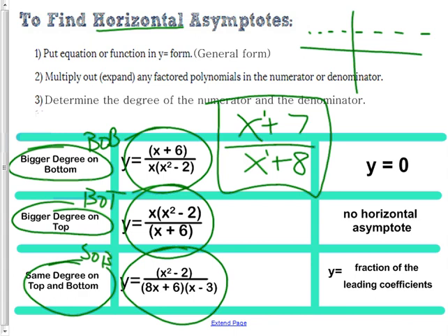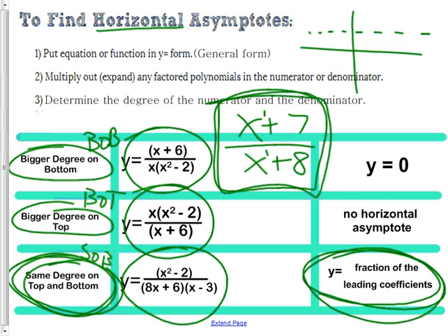Is it a bigger degree on the bottom? No, it's the same degree on the bottom. It's the same on both. All right, so this would be an example of same on both. Same degree on the top and the bottom. So that's this category. So that means this is what I have for my asymptotes. The asymptote for this graph right here would be a ratio of the leading coefficients. We usually use the word ratio in pre-calc. Ratio and fraction are kind of the same thing, but ratio of the lead coefficients.